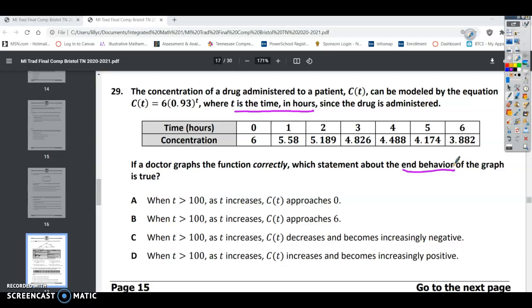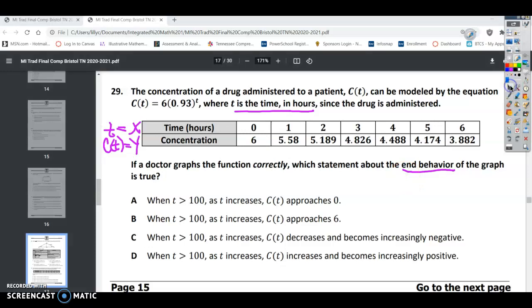So what's the graph doing for the end behavior? All right, so let's see what we have. We have an equation and we have some points. Let's remember that x is our input, y is our output. In this case, they use t instead of x, and they're using C of t as function notation as the y. All right, so let's look at the graph and see what this looks like. And remember, again, we only want to know what the end behavior is doing.